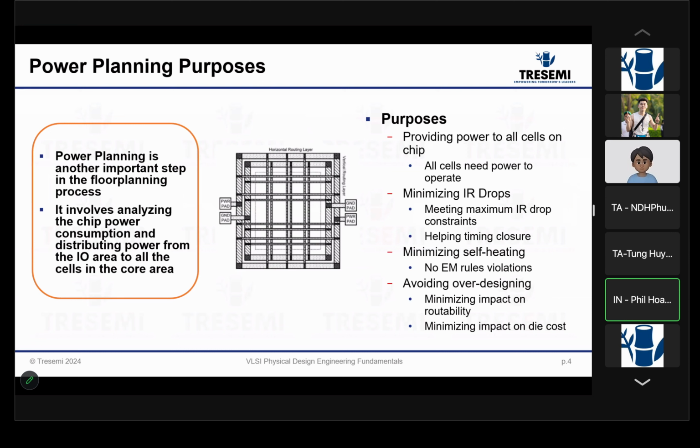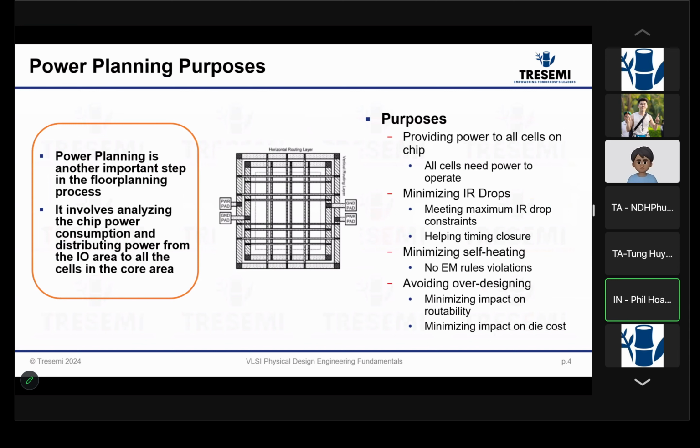So you need to minimize IR drop. There are maximum IR drop constraints, due to the timing closure constraints, that we'll learn a little bit why we need to be concerned about IR drops. And then we need to minimize the self-heating for EM purposes. We'll see what they are about. And then last but not least, we want to be accurate. By being accurate, then we can avoid over-designing of the power grid.